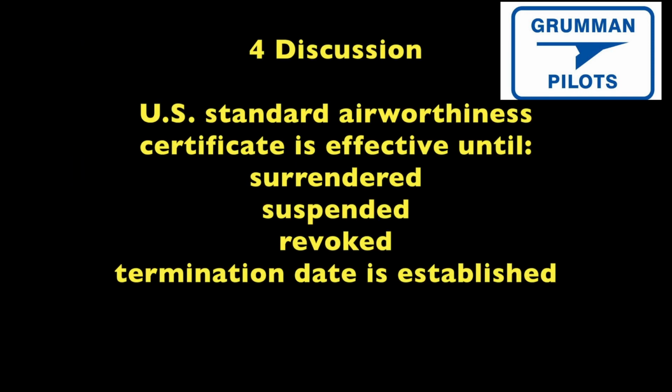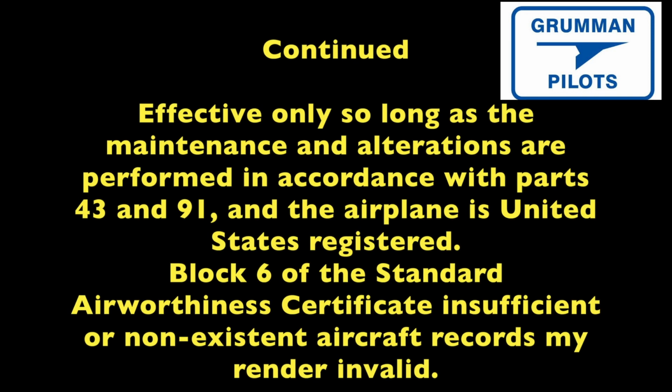It's here in the discussion where they link your airworthiness certificate, which you need to fly the aircraft, to whether it's still valid. I mean, they talk about how it can be surrendered, suspended, revoked, or a termination date can be determined by the administrator. And then in further discussion, they go on to talk about how it's tied to the fact that you have insufficient or non-existent aircraft records. Therefore, it becomes invalid. So it ties to your aircraft certificate. So you want to keep your airworthiness certificate valid by keeping good, adequate maintenance records for your aircraft.